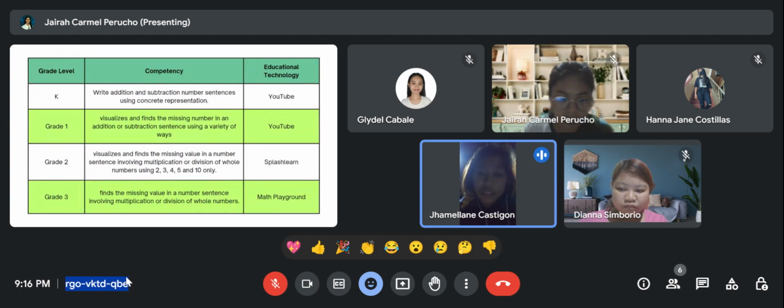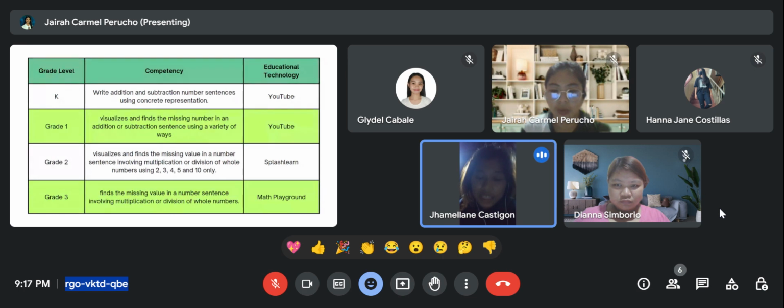In grade 2 level, in this competency, educators can utilize Splashlearn, an online educational platform, to visualize and find missing values in multiplication or division number sentences involving specific numbers. Splashlearn offers interactive games and activities that engage students in meaningful practice and provide immediate feedback, reinforcing their understanding of multiplication and division concepts.